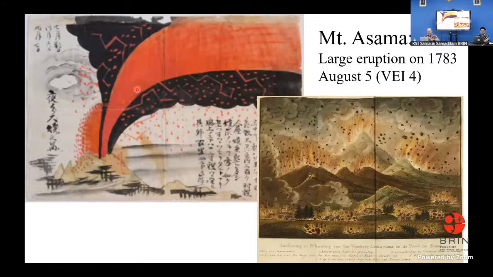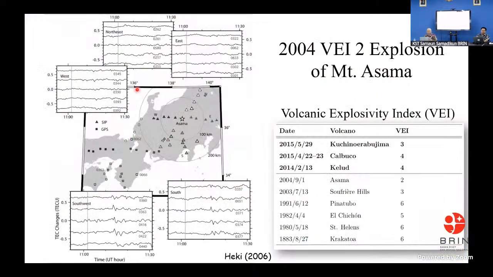Okay, this is the eruption of Mount Asama that occurred in 1783. This was a very big one, but it occurred again in 2004, though it was not so large. There were almost no casualties. But that eruption, with volcanic explosivity index 2, changed the ionosphere. The volcano is here.